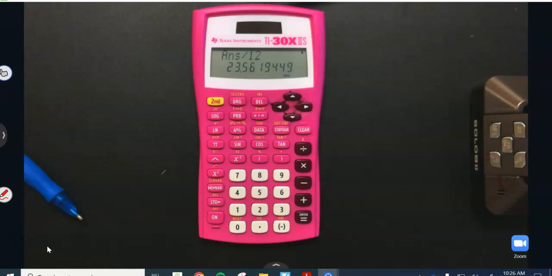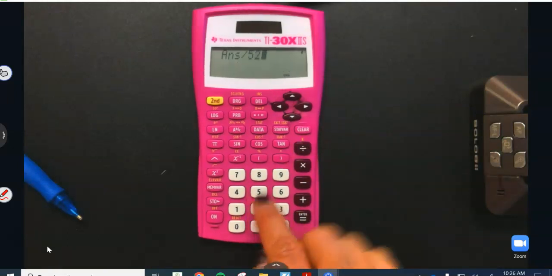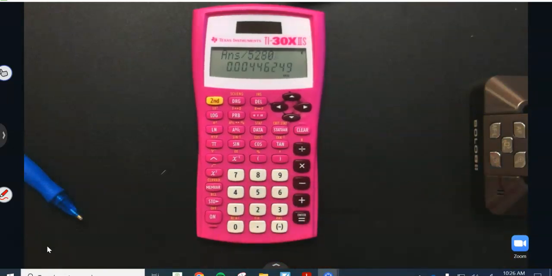Divide. Got that little portion, so let's hit divide. 5280, and I get 0.004 something. So, I go 0.004 something miles per what? Second. We're in seconds. Now we got to fix that.